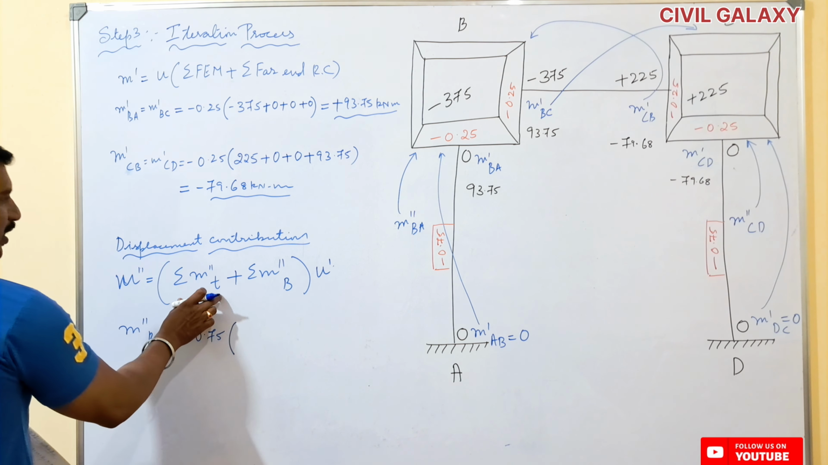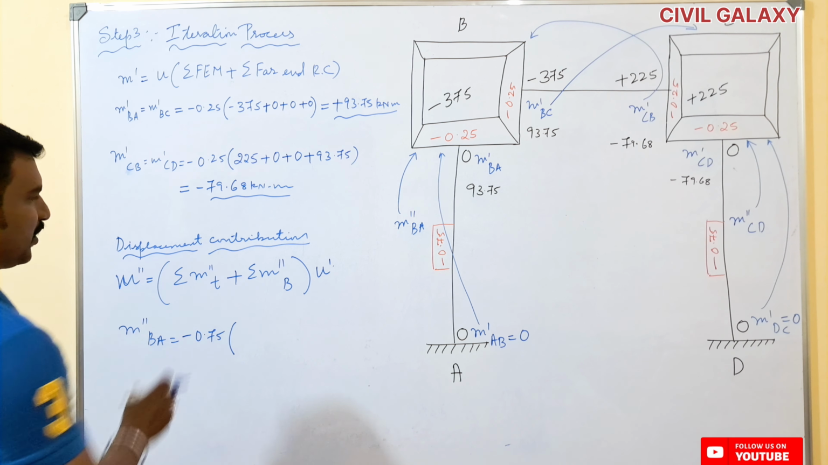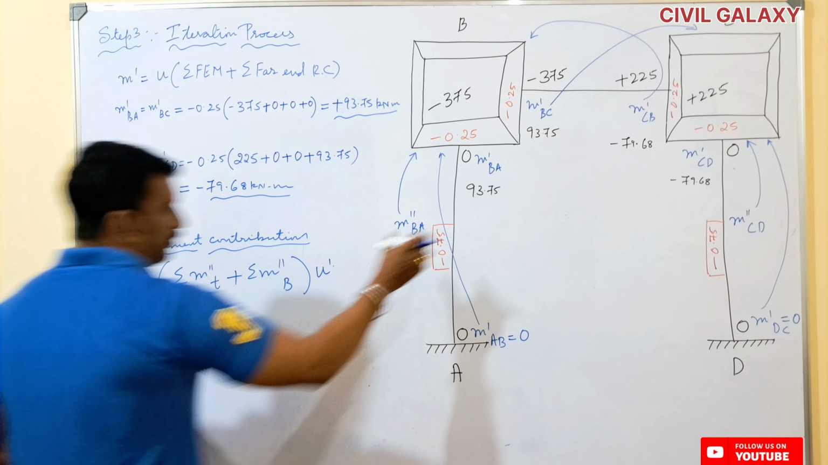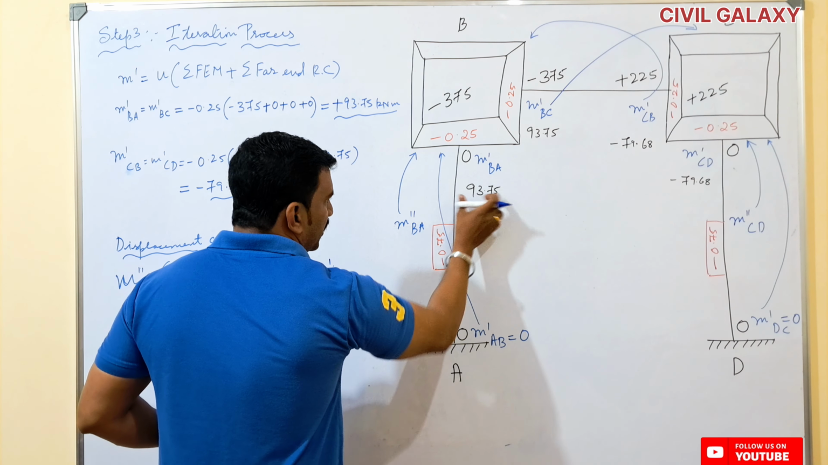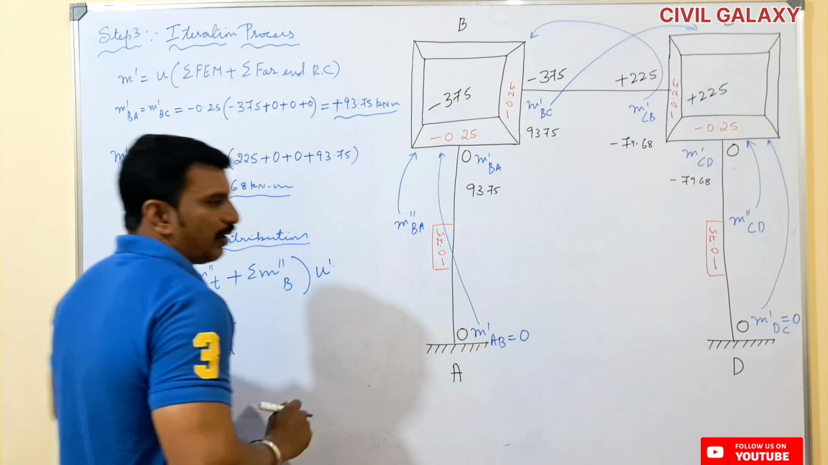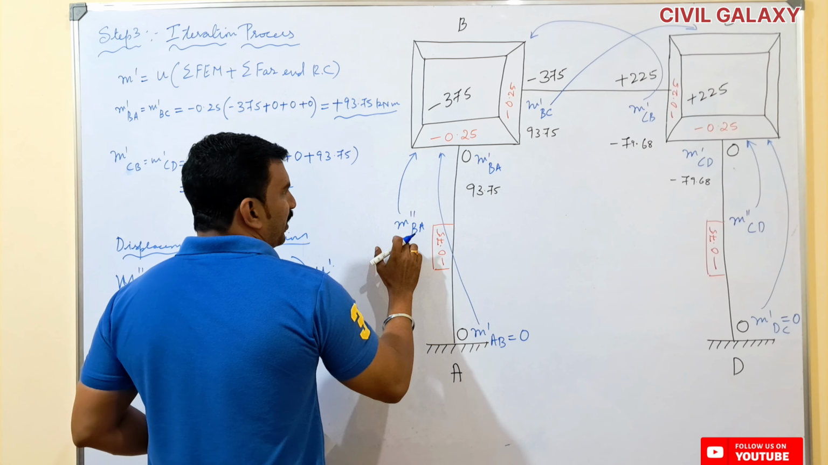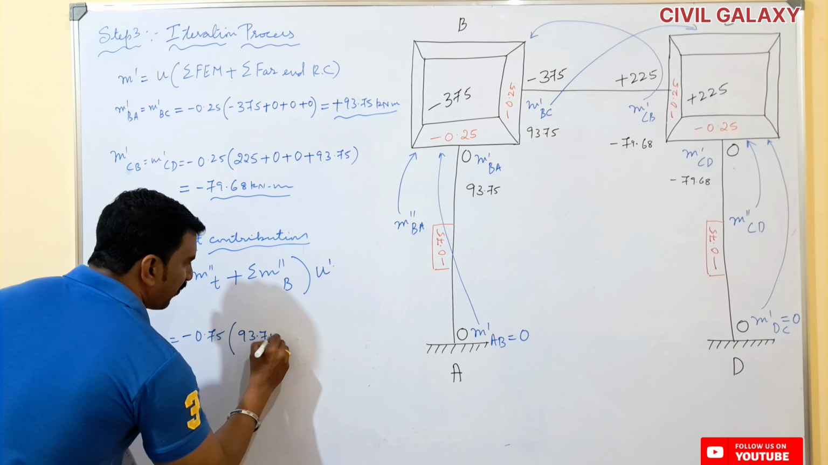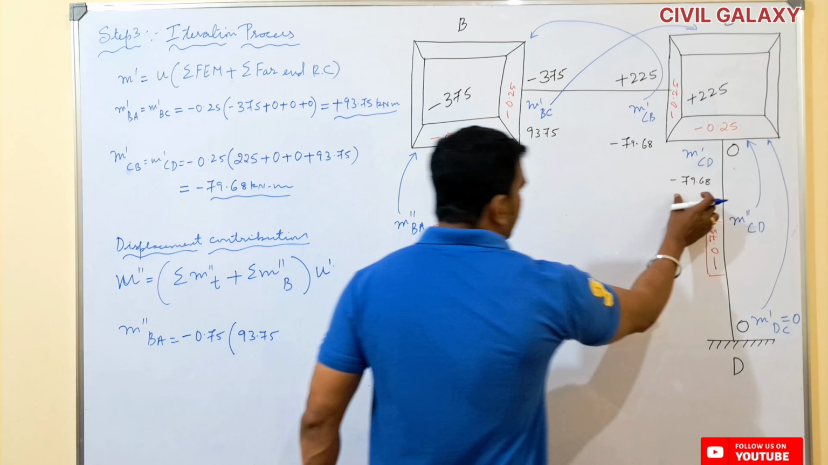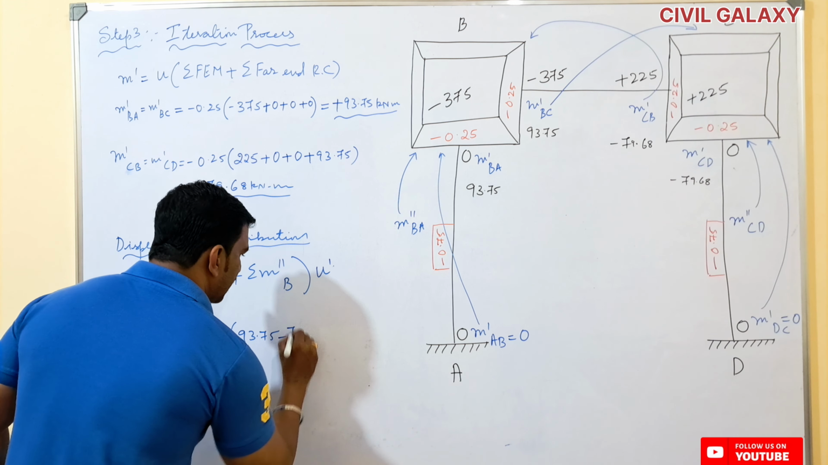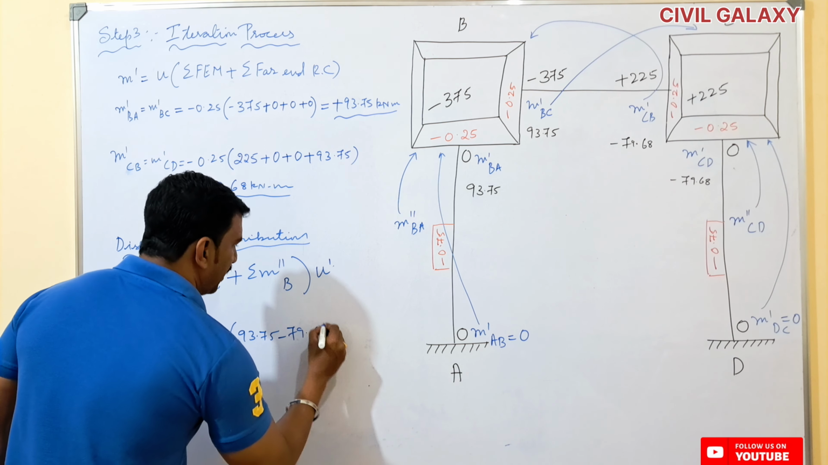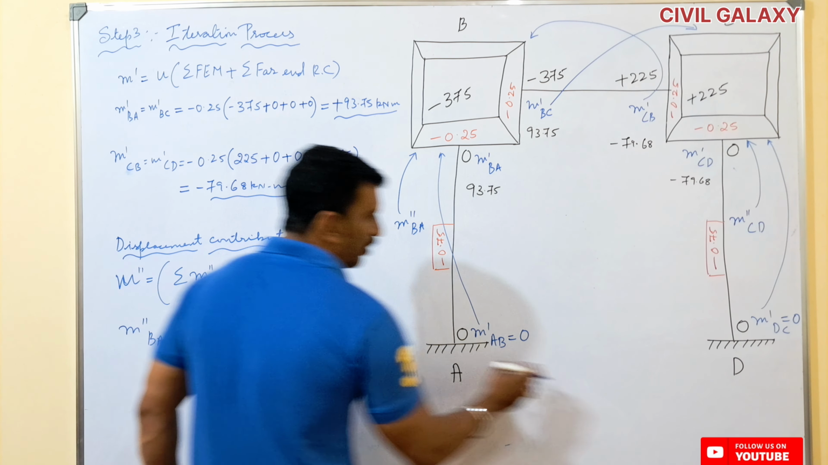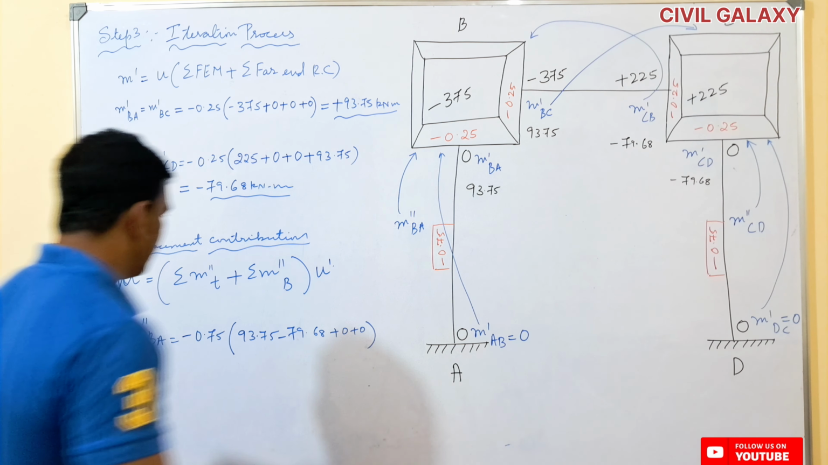So if we take the sigma M double dash at the top, that is displacement contributions about the top, we are having a value. See here, this is the far end condition for M double dash BA. So we are having a value of 93.75. Also we are having a value here of minus 79.68 plus 0 plus 0. Why? Because here also it is 0 and about point D also it is 0.